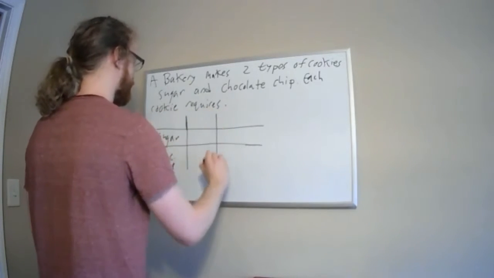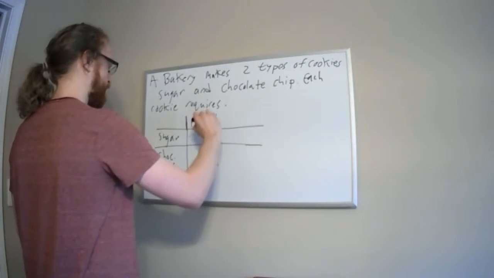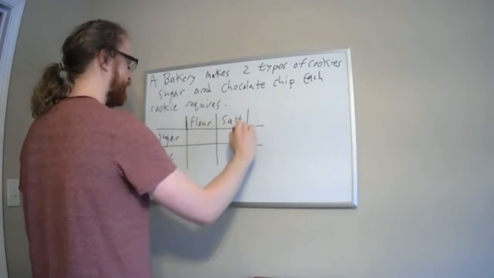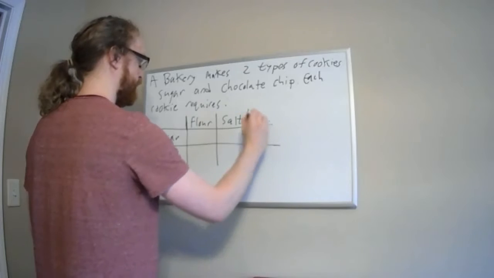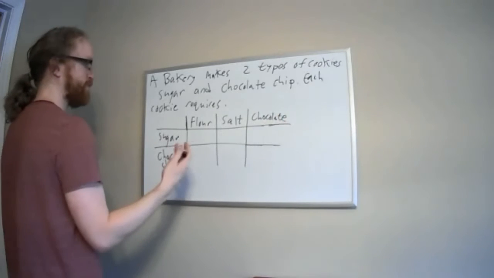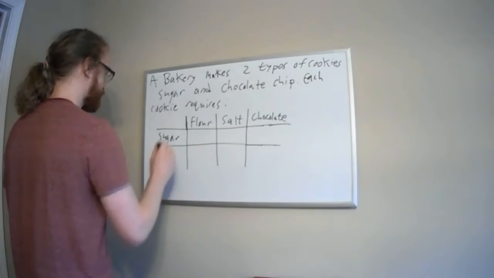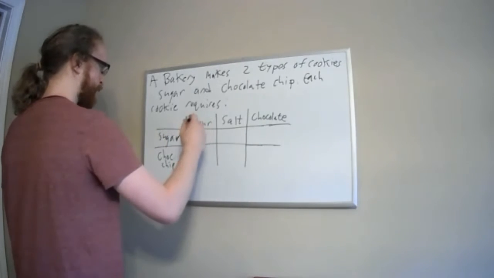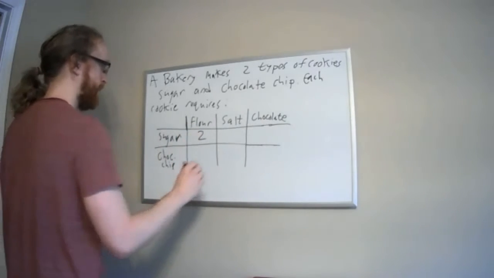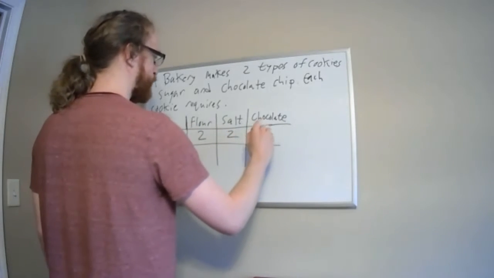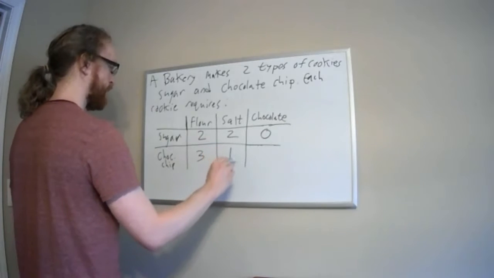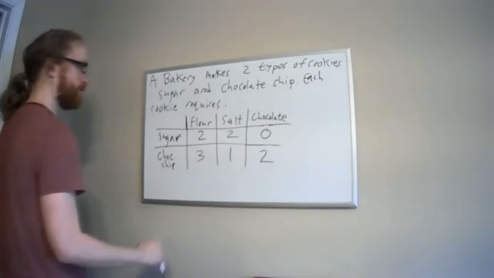So how about this? We're going to need flour. We're going to need, I don't know, salt. And we're going to need, how about chocolate? And let's just say everything is in grams as a unit. We won't worry about converting in this problem. So everything's in grams. So I don't know, how about this? Sugar cookie requires 2 grams of flour and 2 grams of salt. And it doesn't require any chocolate to make a sugar cookie. But a chocolate chip cookie will require maybe 3 grams of flour, 1 gram of salt, and maybe 2 grams of chocolate.